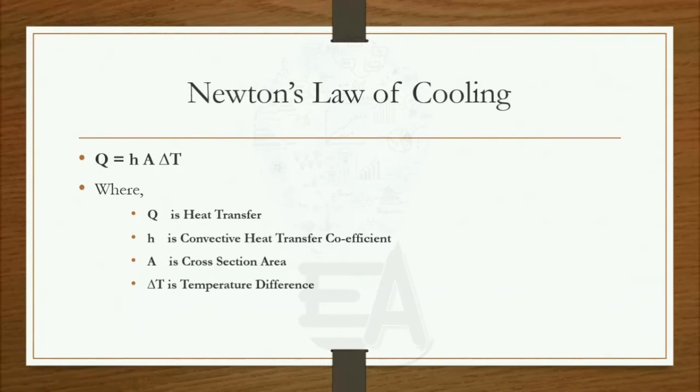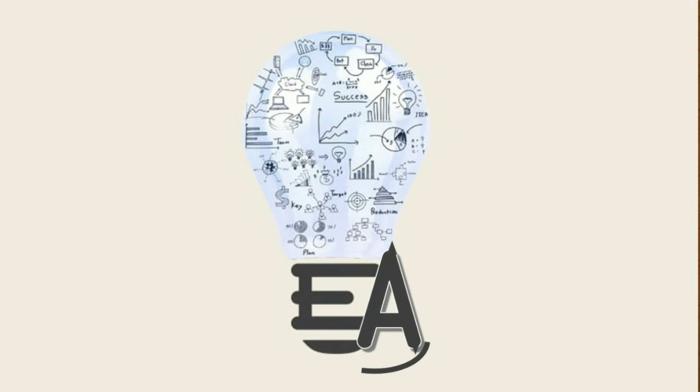So this is all. Now we have A, which is the cross section area, and delta T, which is the temperature difference. So Newton's law of cooling says that heat transfer is equal to the product of convective heat transfer coefficient, cross sectional area where heat is transferred, and temperature difference of the system. So this is all about convection.